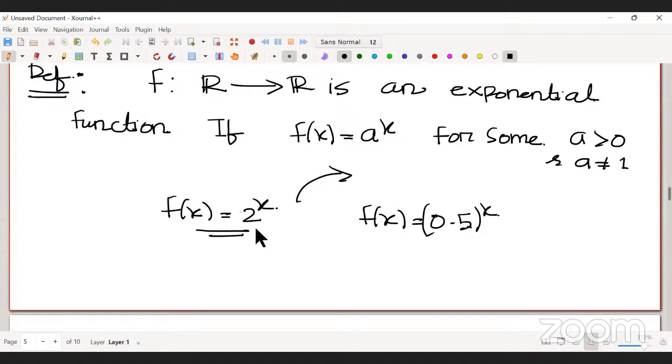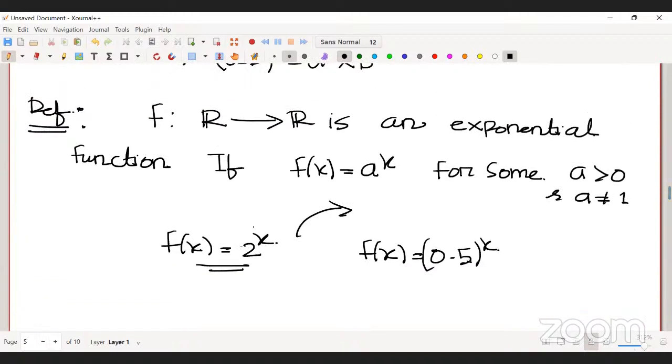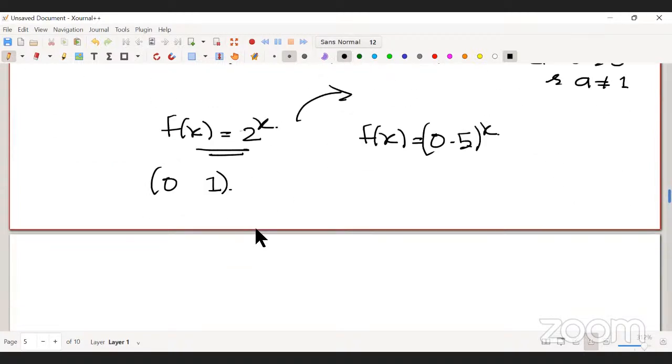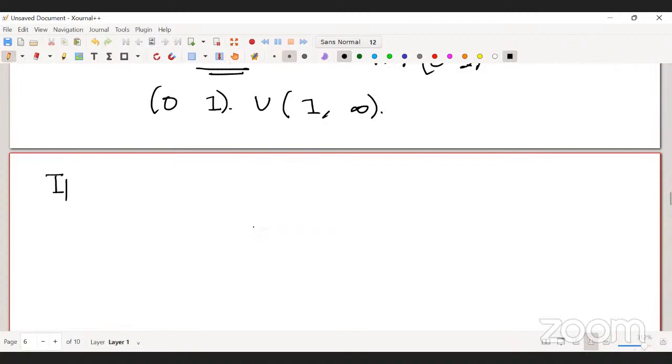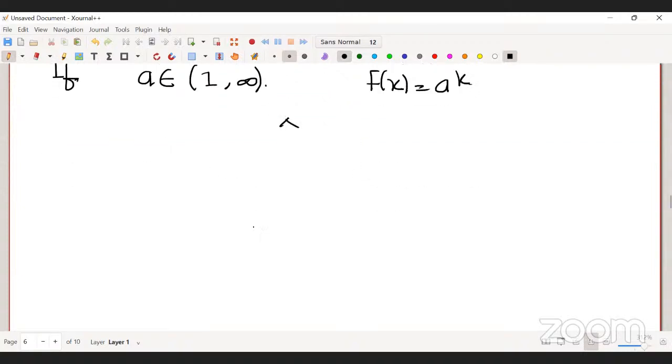As you can see, there is one breaking point for a, that is, a cannot be 1. So a is either in this interval or in this interval. If a is between 1 and infinity, then if I try to draw the graph of this function, it will look like this.